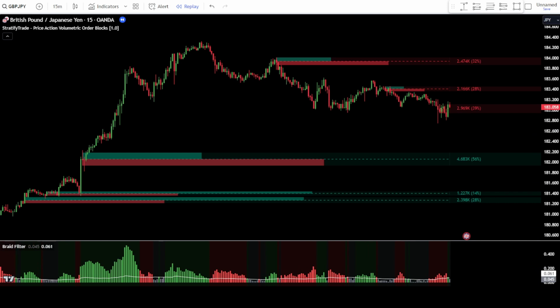Using the Braid Filter indicator is straightforward. If a green bar appears, it indicates a buy signal. Conversely, if a red bar appears, it indicates a sell signal. Now, let's discuss how to place buy and sell orders in the market.